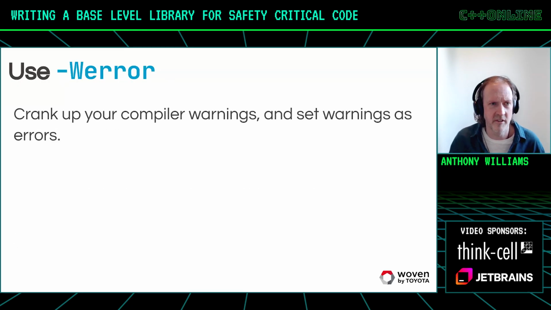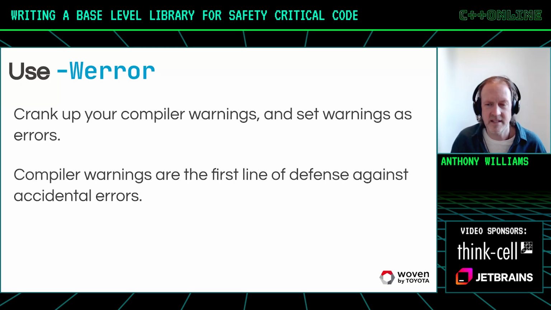So yeah, crank up the errors. Use -Werror. Set your warnings to max and make warnings errors, and then adjust your coding accordingly. Yes, sometimes that makes things a bit more verbose, but verbose means clearer usually. Compiler warnings are the first line of defense against accidental errors. So, yeah, help yourselves out, help your teammates out by setting the warnings on high.